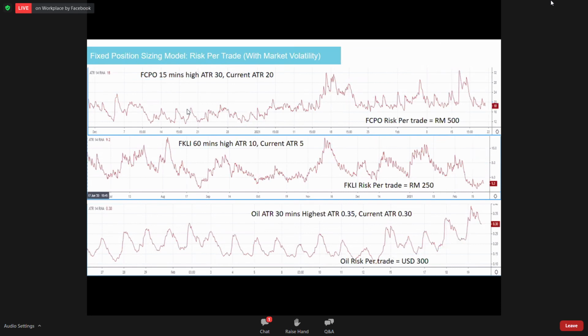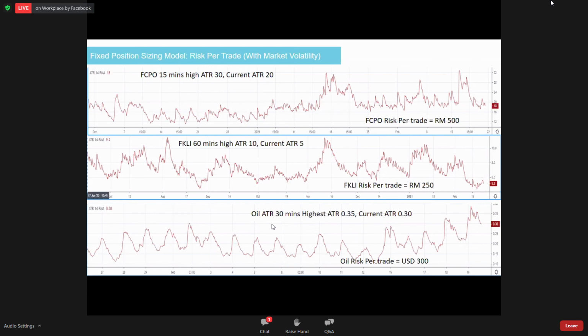Okay, so why I picked FCPO 15 minutes is because the risk per trade is around 20 points, so it's around 500 ringgit. For FKLI 60 minutes, the current ATR is 5 and the highest ATR is 10, so it's around 250 to 500 ringgit. So with a 30,000 capital and 2% risk per trade, we're still able to trade these two markets with one lot risk per trade. It's still manageable with 2%. Of course, for oil, you need more capital, or you use the E-mini crude oil to manage that.